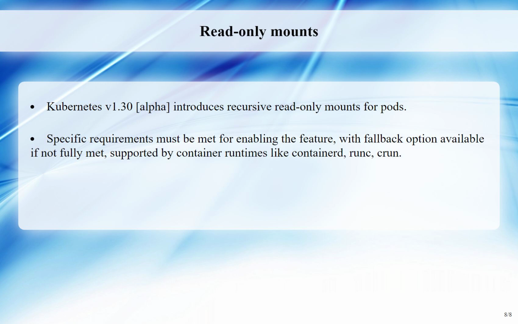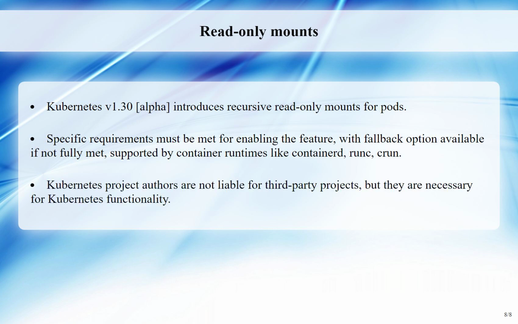However, certain requirements must be met for this feature to be enabled, such as setting readOnly to true, ensuring mount propagation is unset or set to none, running on a Linux kernel v5.12 or later, and using a container runtime that supports recursive read-only mounts. If the requirements are not fully met, the feature can be set to IfPossible, which attempts to enable it but falls back to disabled if necessary. Examples of container runtimes that support recursive read-only mounts include containerd, runc, and crun. It is important to note that the Kubernetes project authors are not responsible for these third-party projects, but they provide functionality required by Kubernetes.